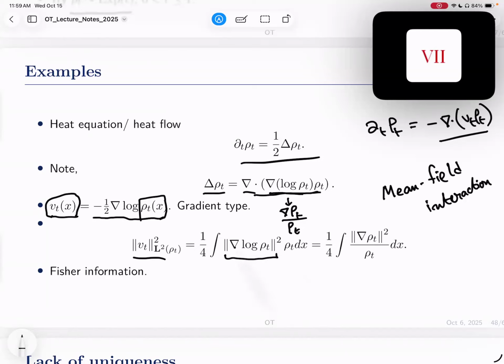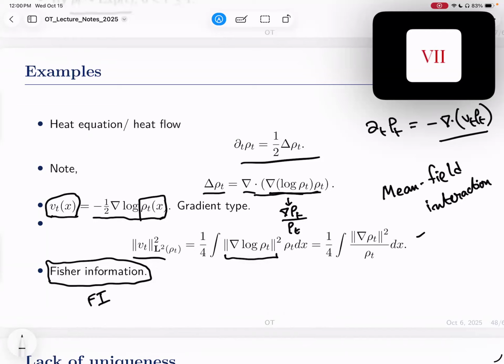You can also write it in this way. Gradient of log rho t is gradient of rho t over rho t. The square cancels with rho t, and this is what remains. And this is what is called the Fisher information. Very, very important object, comes up in all these analyses. It's called the Fisher information. We'll see this very often.